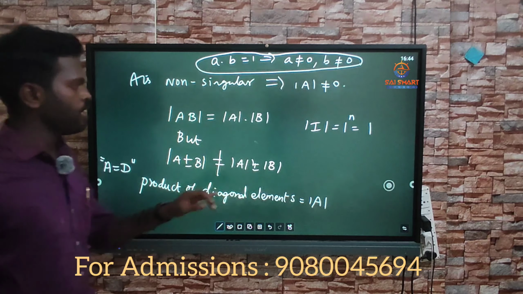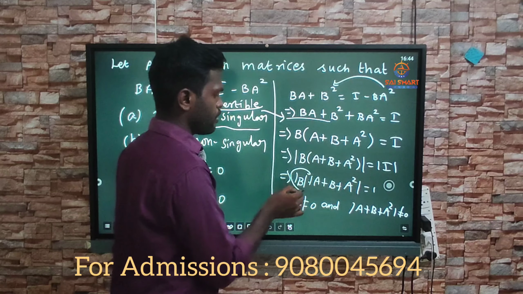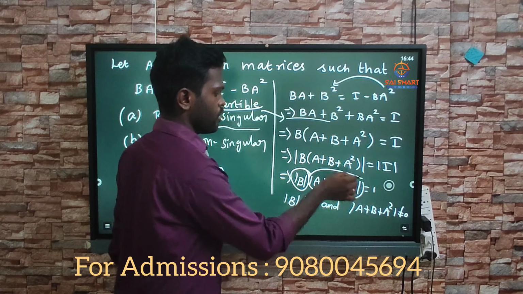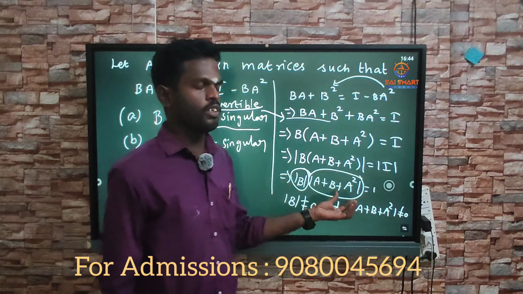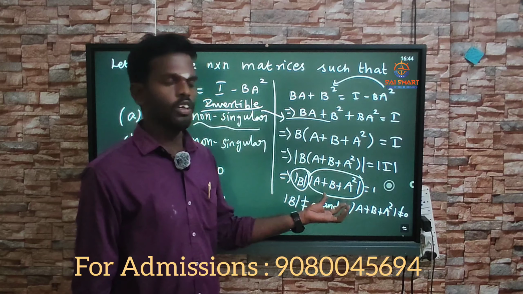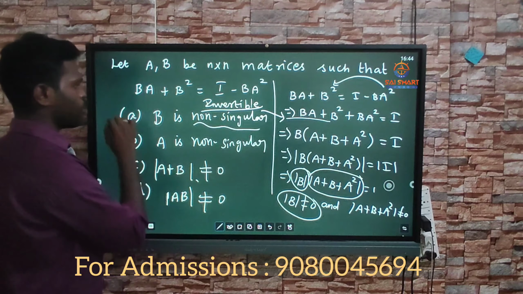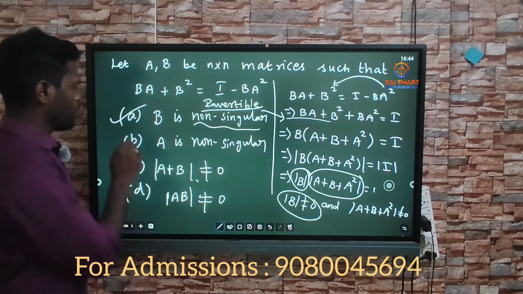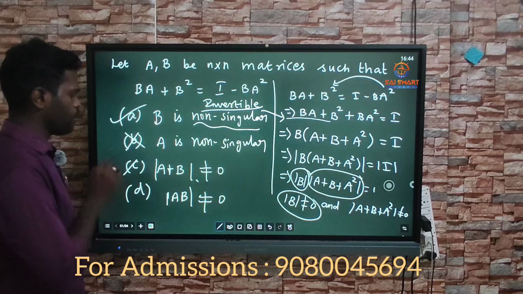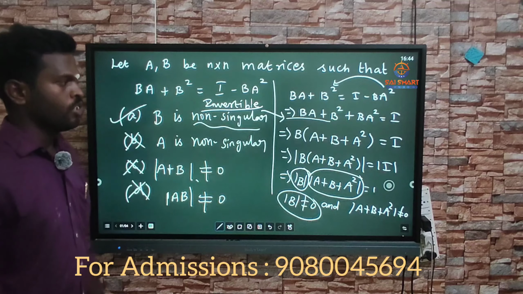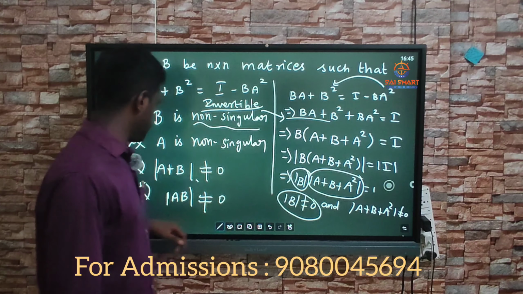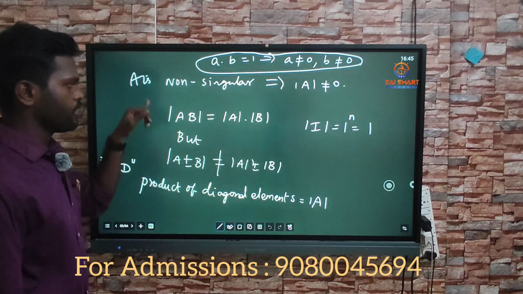Using the fact, one element is considered a and the other element b. Both a and b must be non-zero. Therefore determinant of B must be non-zero. Hence B is a non-singular matrix, which is the right answer. This is a Part B question of CSIR NET. Automatically B, C, D will be eliminated. So this is the easy fact, and we have to know these things as results.